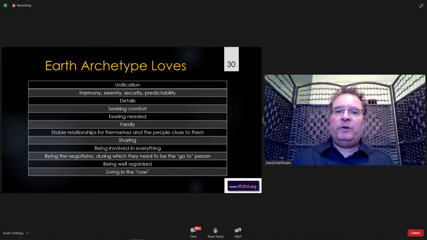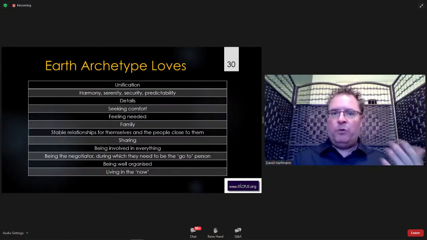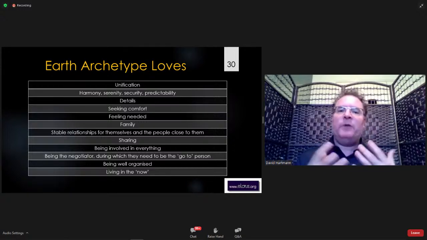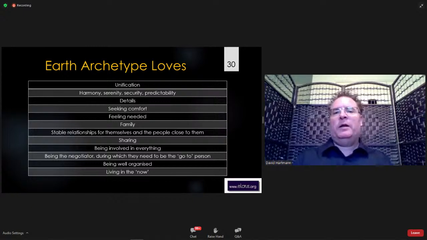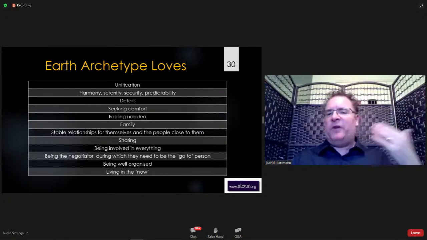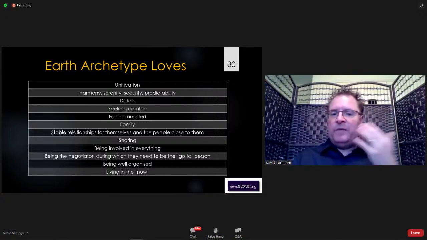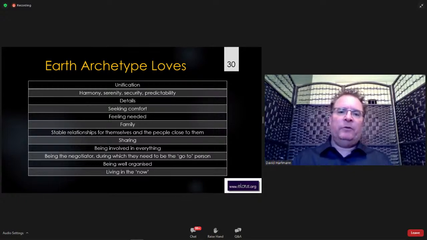Earth archetypes feeling needed is important to them, and family, those beautiful, close-knit friendships and family and connections, very important, which it's ideal if that's stable. They love sharing, huge sharers, in fact, possibly oversharing. In fact, if they're even remotely out of balance, they overshare.